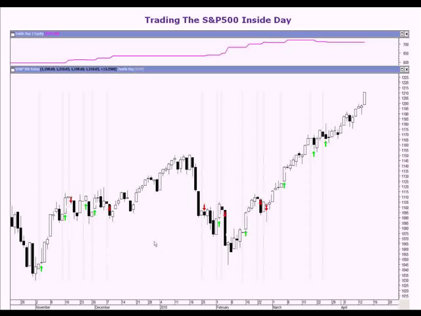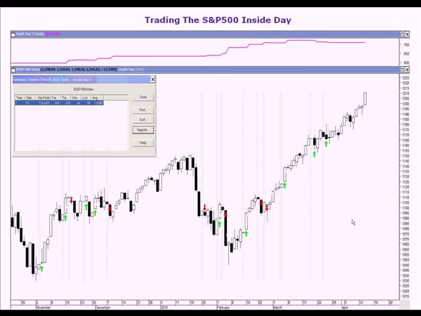Okay, this is our S&P chart. Let's see what it looks like. As you can see, we've got many more trades than we had before because we've really loosened the criteria for the trade. How have we done?